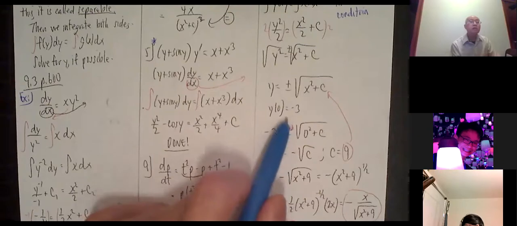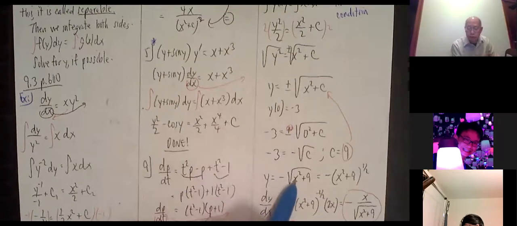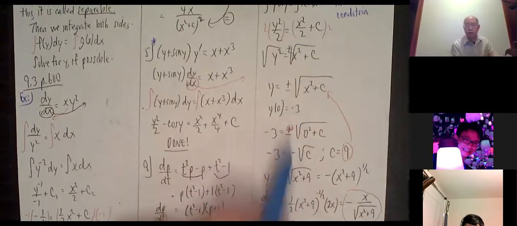And a quick double check. What happens when you plug in 0? Put a 0 right there. Negative square root of 9 is -3. It works.